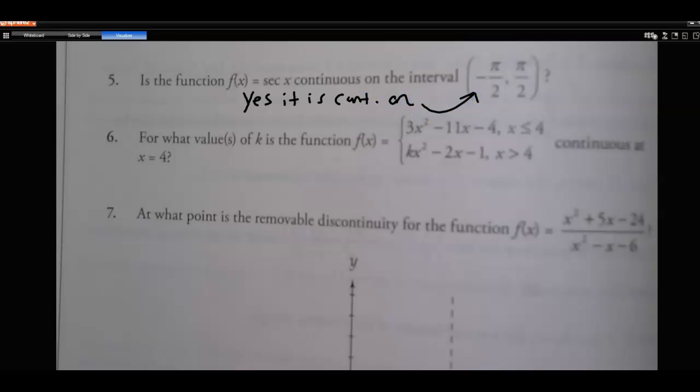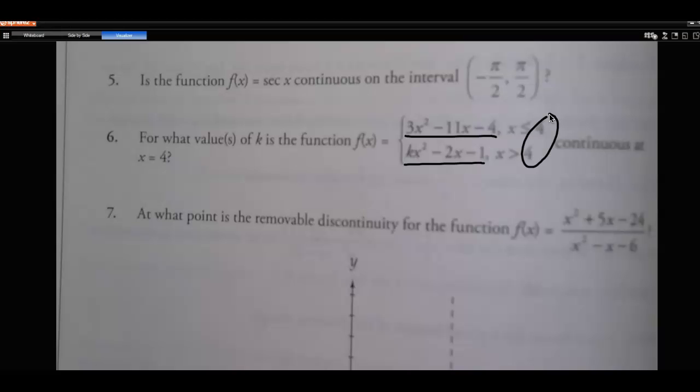All right. For number 6, this is a pretty common function here, or a pretty common question. They want to know, is it continuous? So, both of these are polynomials, so those are always going to be continuous. But the question is, is it continuous at x equals 4, where these two pieces are connecting together? Okay? And the only way to determine that is by finding the limit from the left of 4 and seeing if it matches the limit from the right of 4.